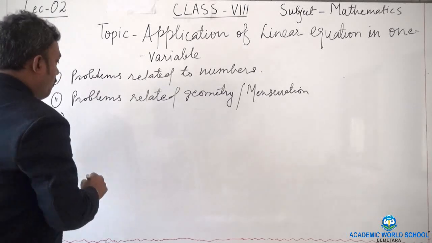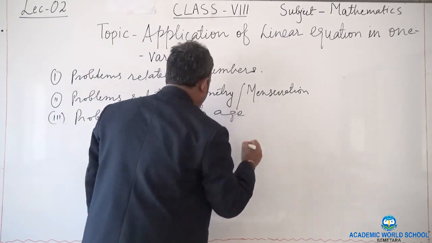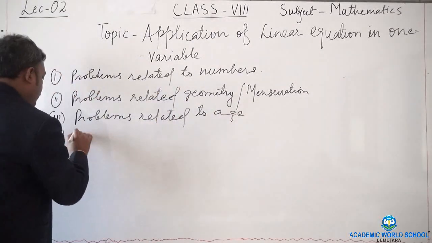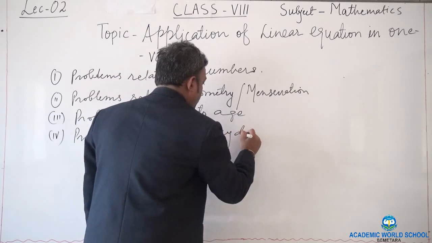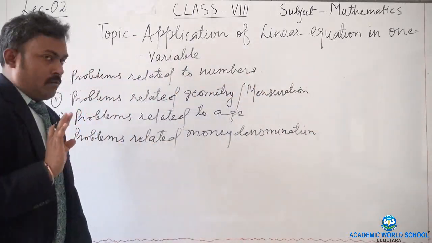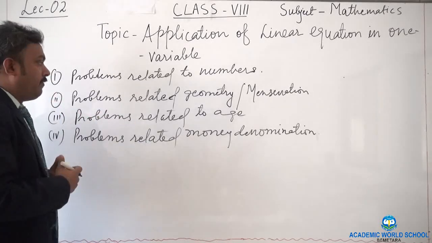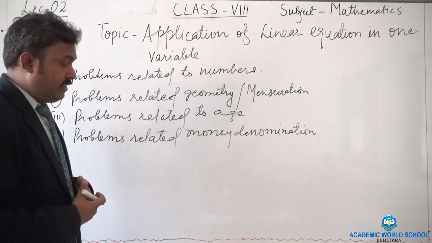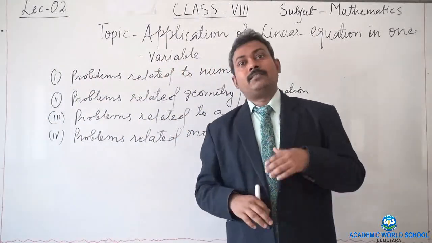Third type of problem is problems related to age. And then the fourth type of problem we'll come across is problems related to money denomination. Okay, so mainly we will come across 4 types of problems, but there may be some different types possible. I have categorized the 4 types of problem based on the questions given in your NCERT book. Now the question is how we are going to approach such word problems.